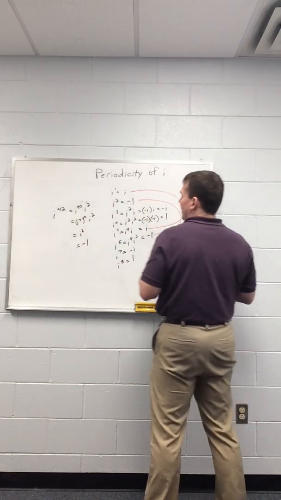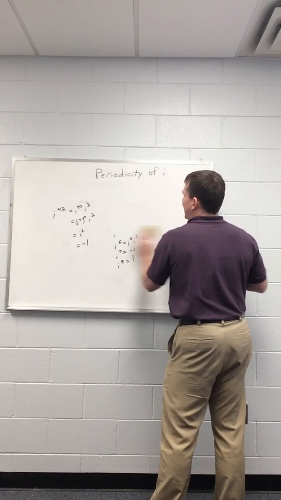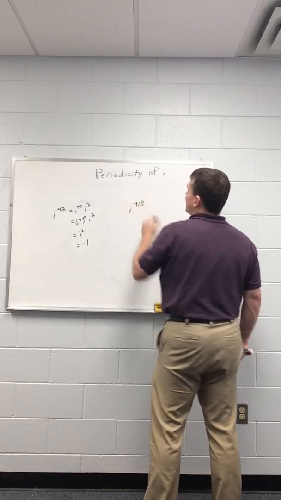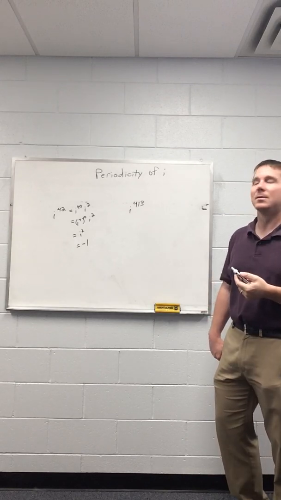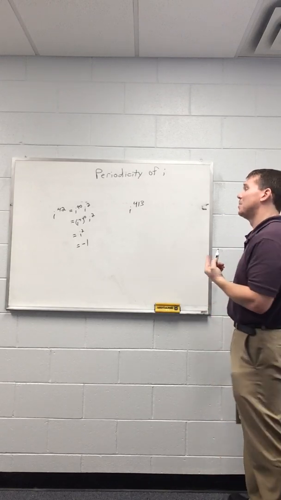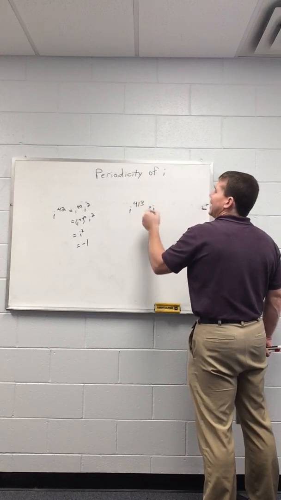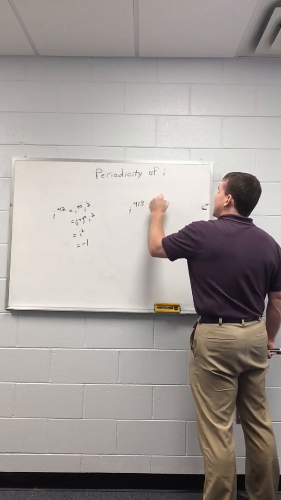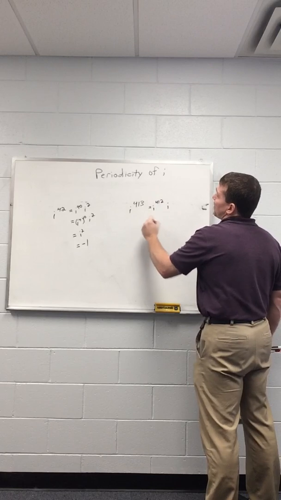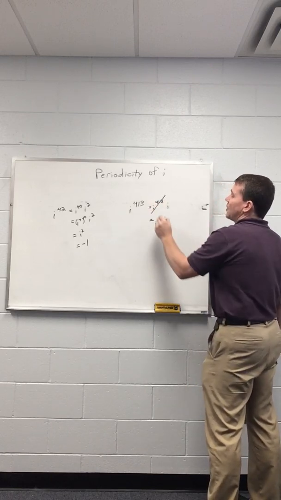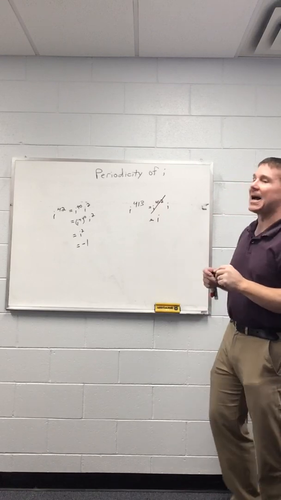So really quickly, just to end this and have fun, i to the 413. Well, what's the highest multiple of 4 less than or equal to 413? I think it's 412. So that's i to the 412 times i. But any multiple of 4 just gives me 1. So that goes away. And I get i.